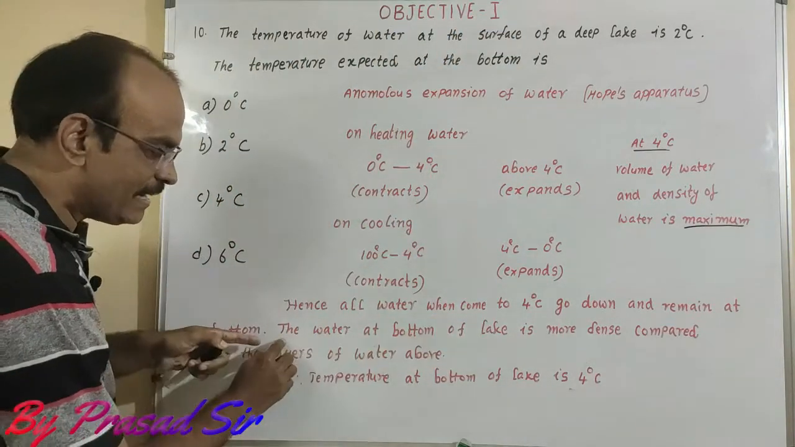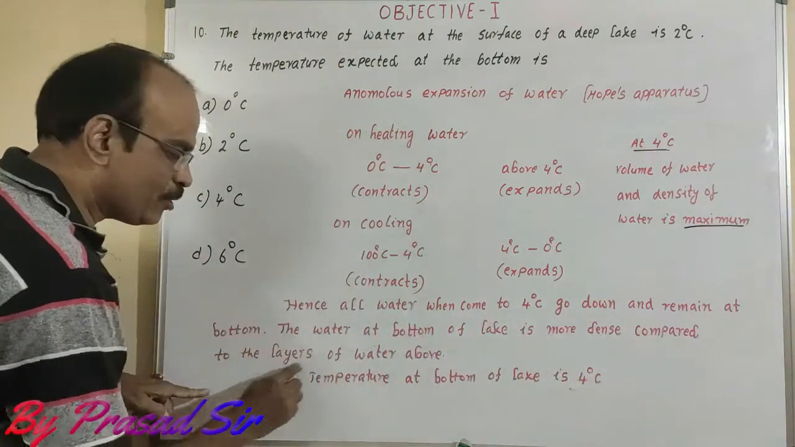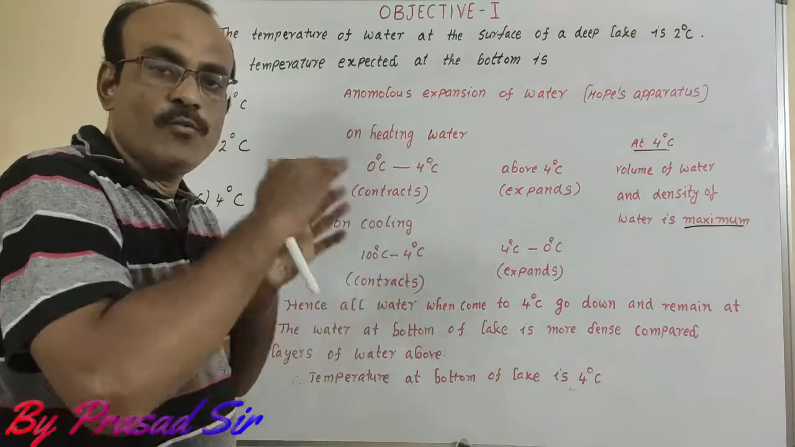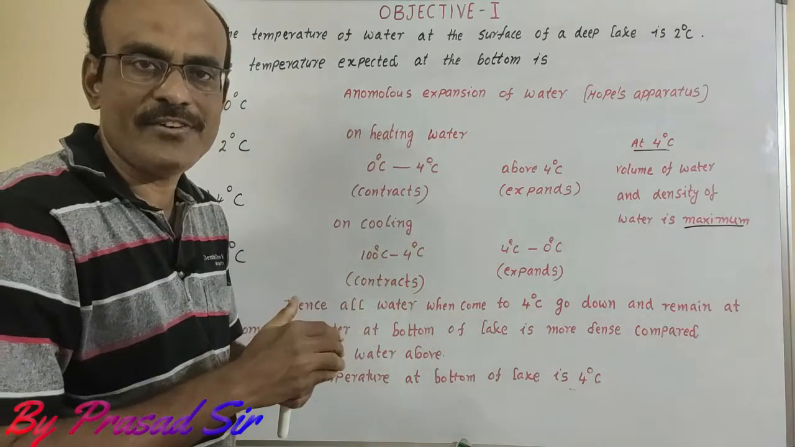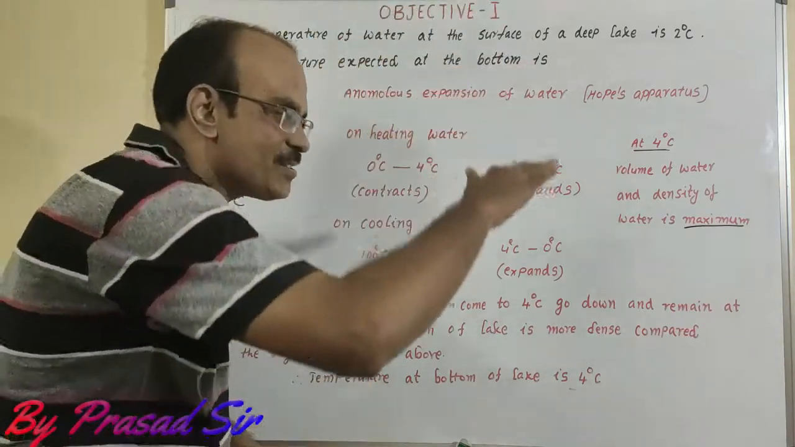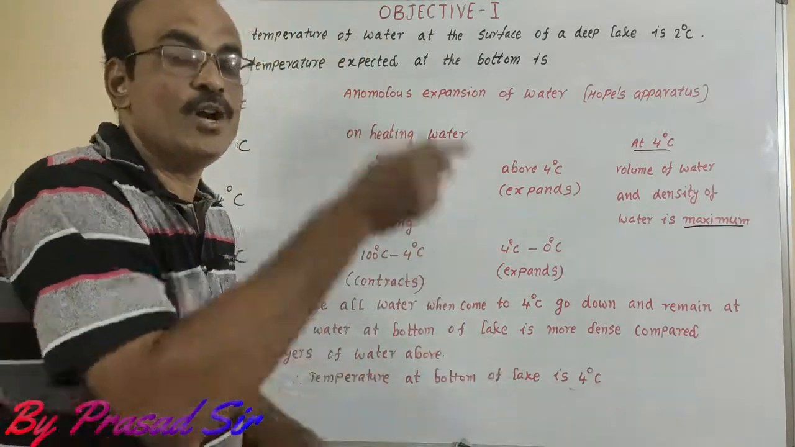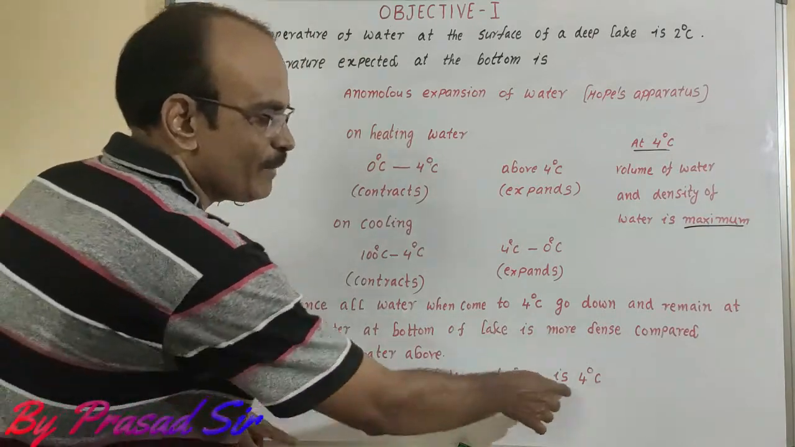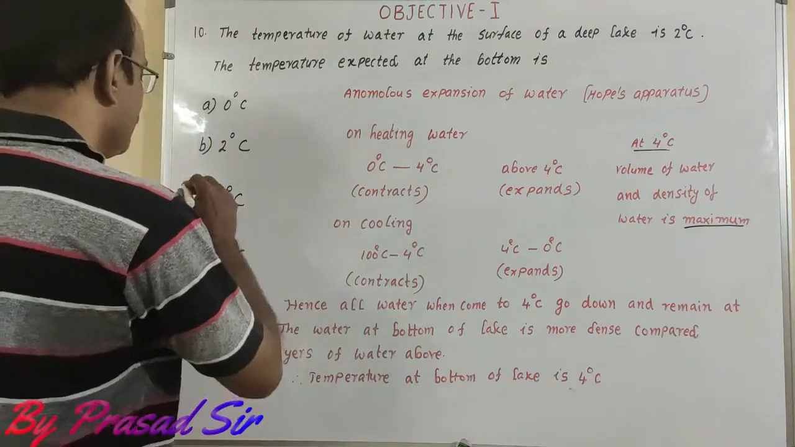Then the water at the bottom of the lake is more dense compared to the layers of water above. The molecules on the water surface that become 4 degrees centigrade all reach the bottom of the lake. So at the bottom of the lake, the temperature is 4 degrees centigrade, which is the correct option for this question.